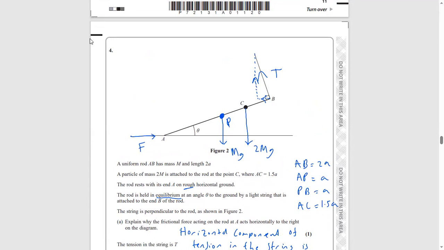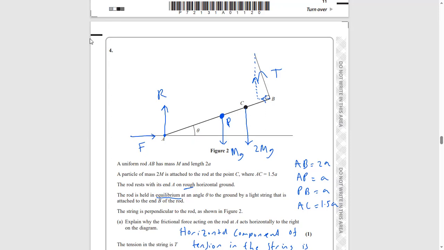We could do that. The problem is that we don't know the friction, so we don't know what F is. We don't know what the tension is as well. And also I forgot another force, sorry. We've got a reaction force here on the ground, don't we? So I call this R here. So we've got the normal reaction force acting at A onto the rod.